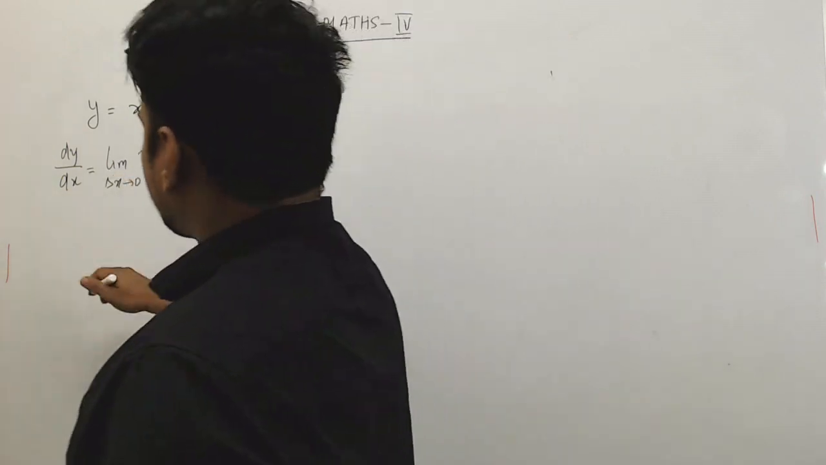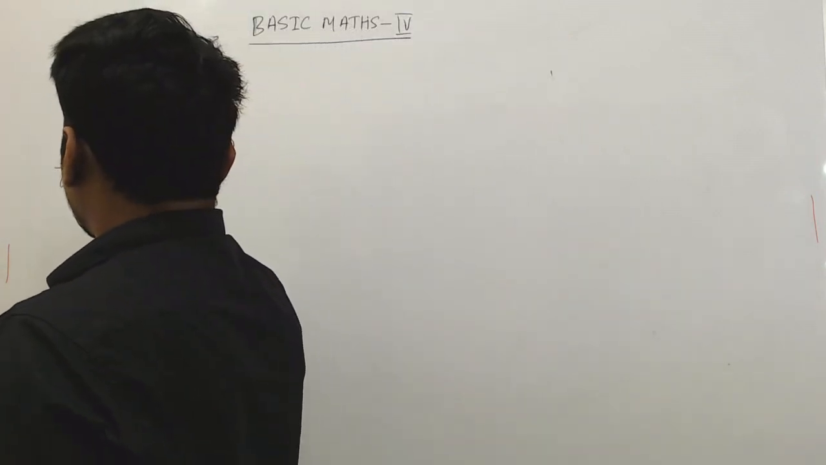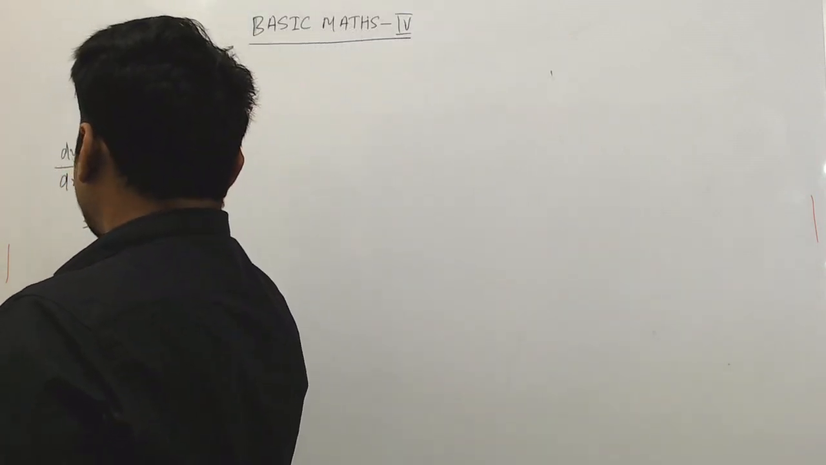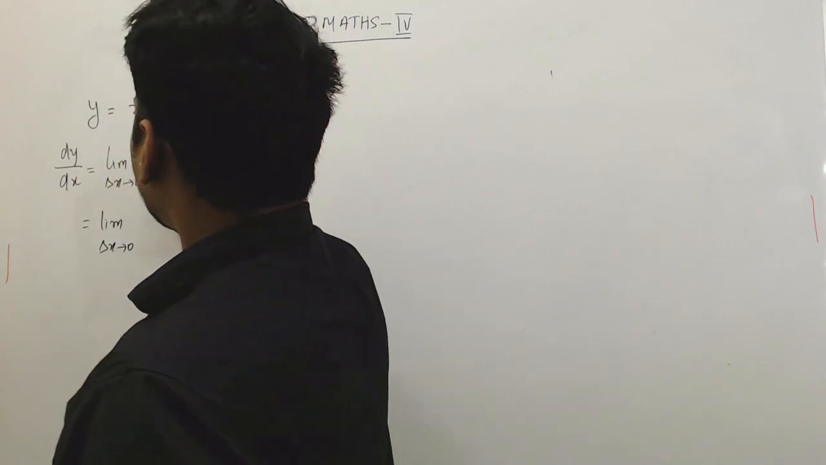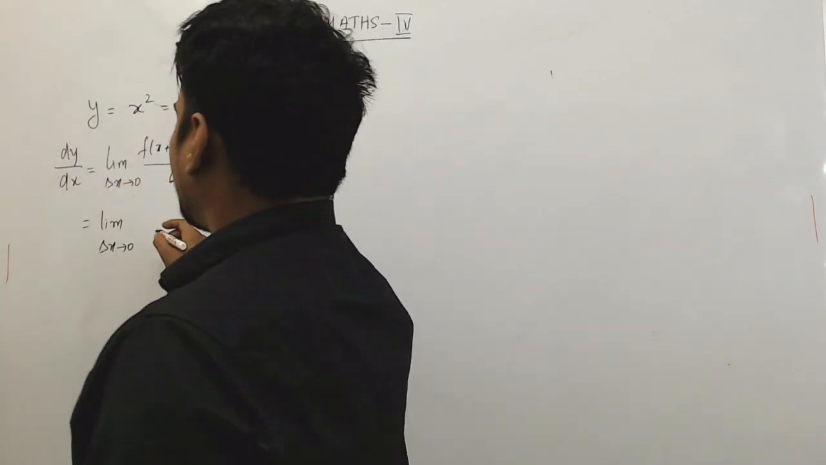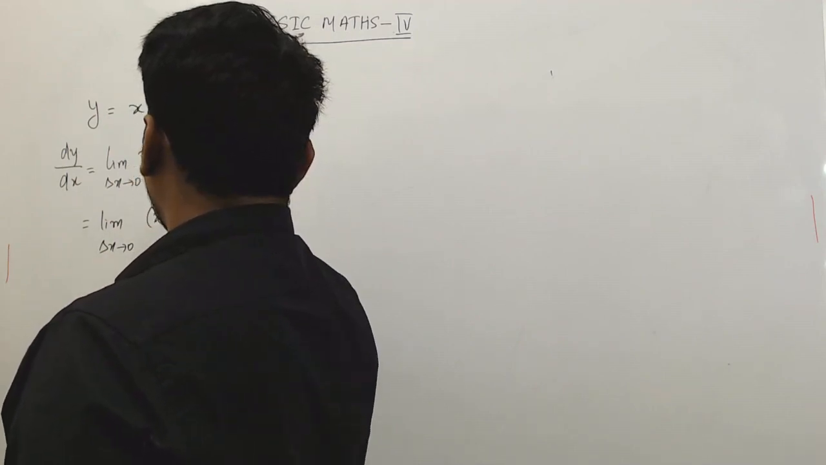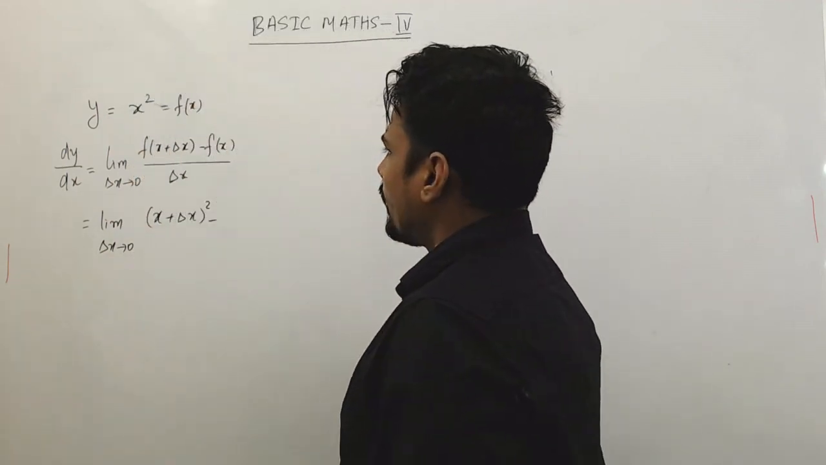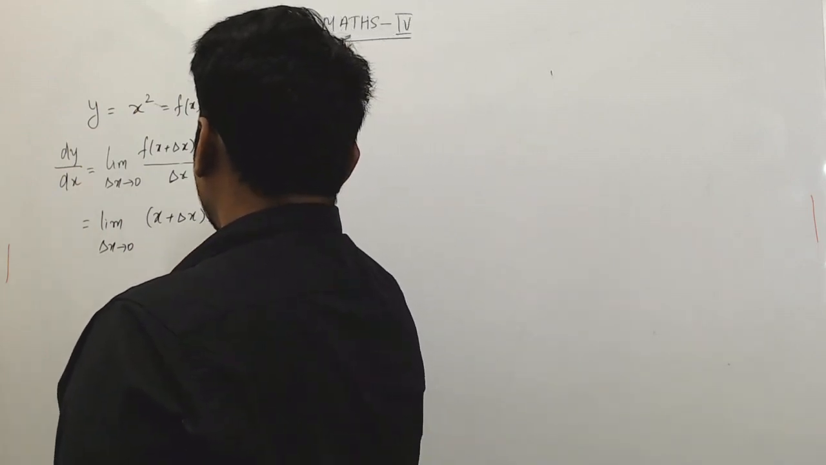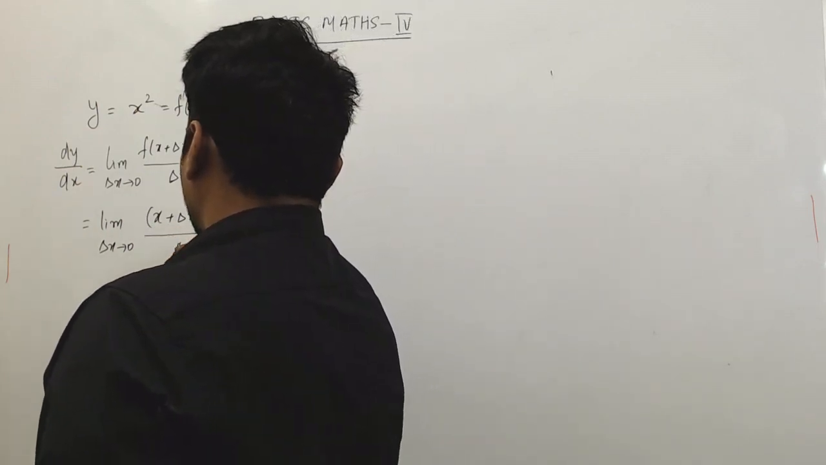I would write this as how much? This could be written as limit of delta x tending to 0, f of x plus delta x minus f of x, which means (x plus delta x) whole square minus x square itself, upon delta x. Let it be.